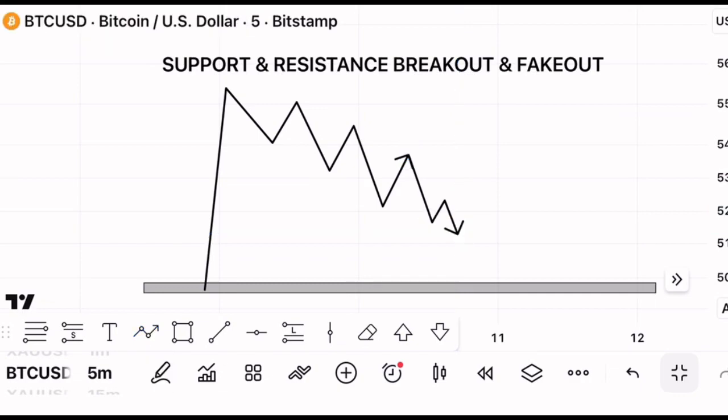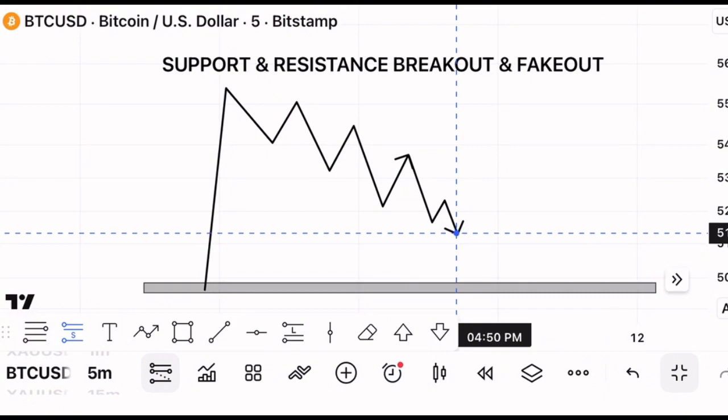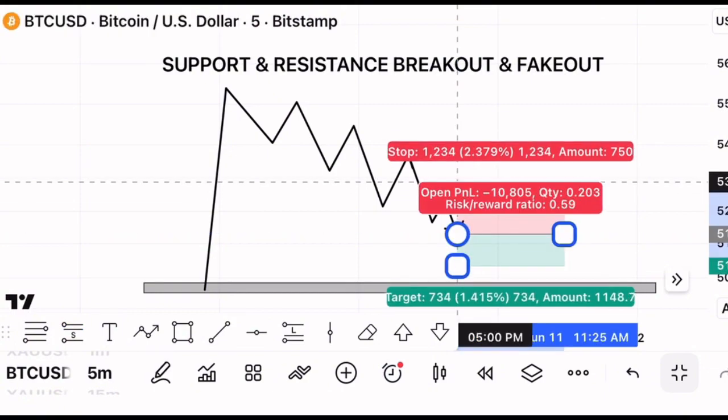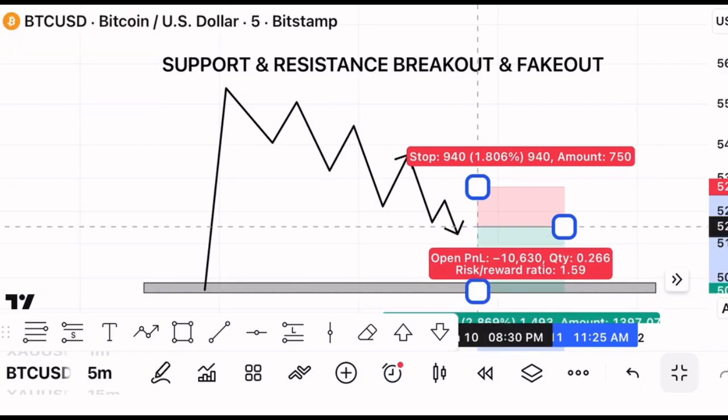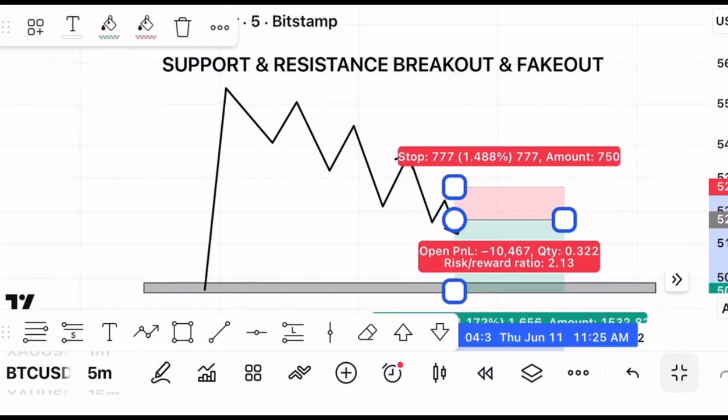Now here is how you are going to sell. You take your short position from this point. Your stop loss is above the minor resistance, and your take profit is at the key level. For you to get a good risk reward, you can set a limit order for it to come and retest.